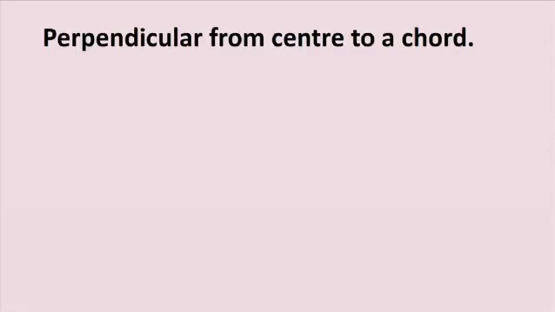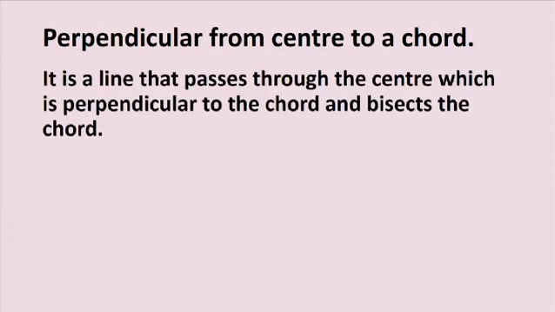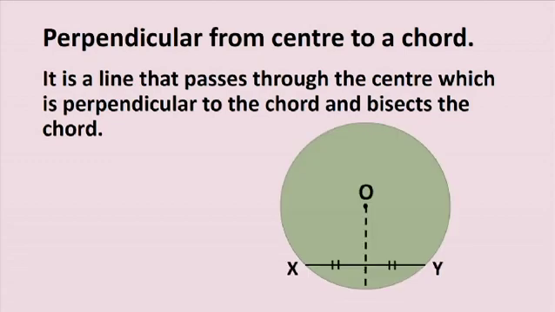We now move on to other definitions. So, the perpendicular from center to a chord. What is meant by perpendicular from center to a chord? It is simply a line that passes through the center and which is perpendicular to the chord, and also it bisects the chord. So you have here the chord XY.